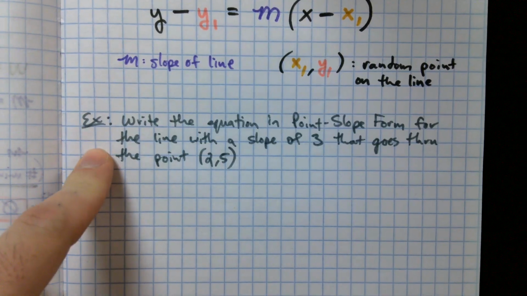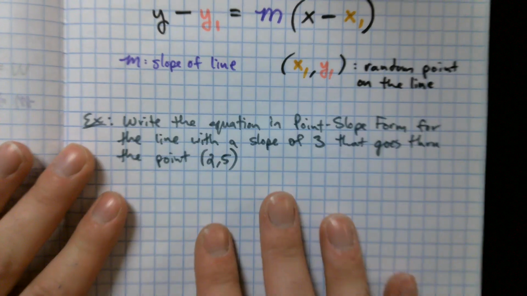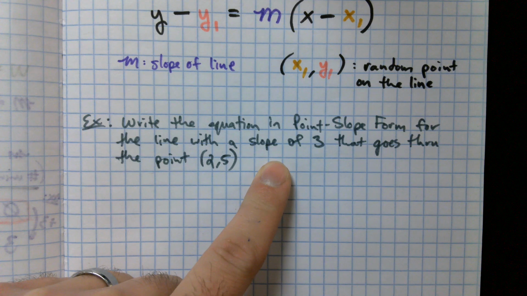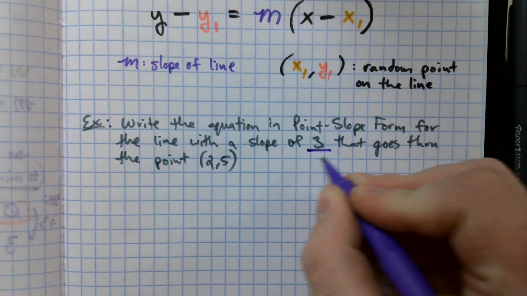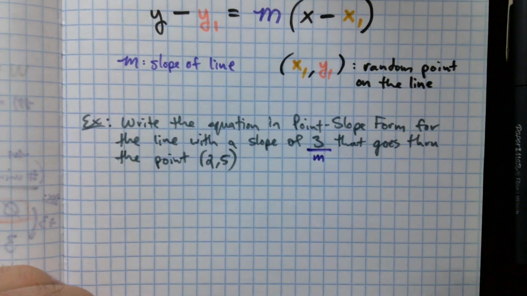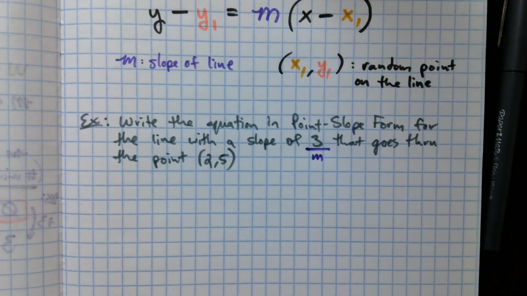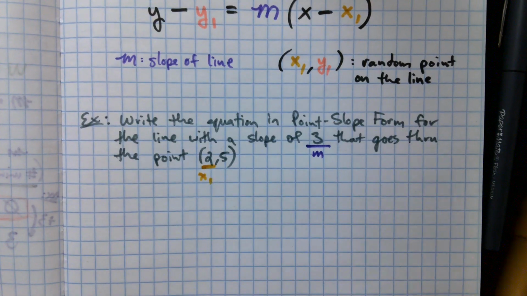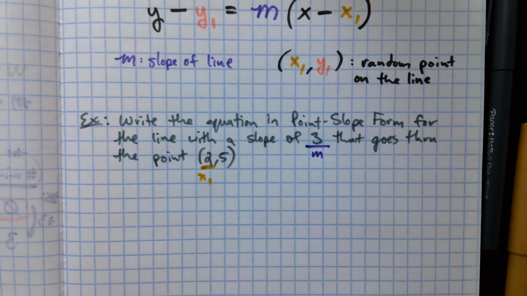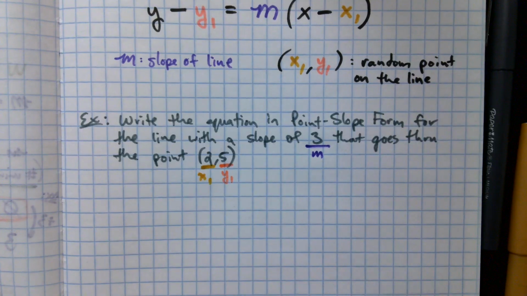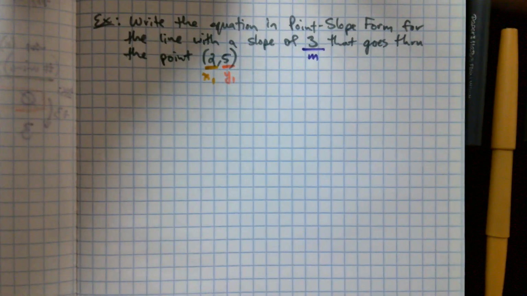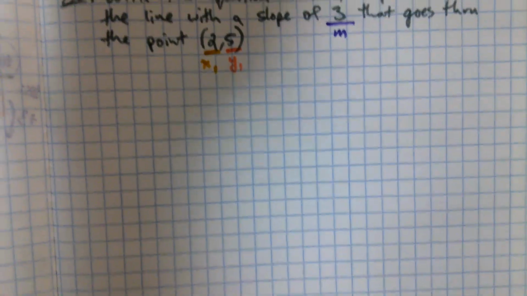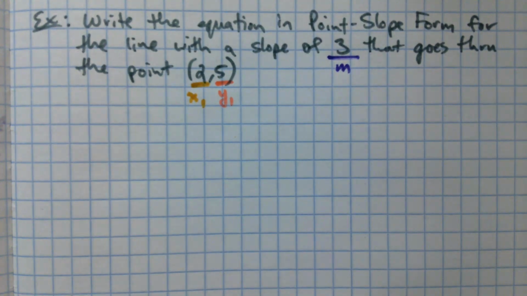Everybody got that written down? Okay. Real easy. How many numbers are we given in this question here? Given 3. What's my m? 3. What can I prescribe x sub 1 to? 2. And who can I assign y sub 1 to? 5. I've got a slope and I've got a point on the line, x1, y1.